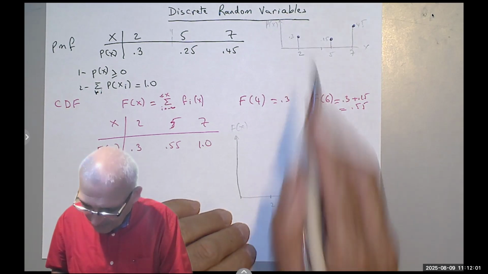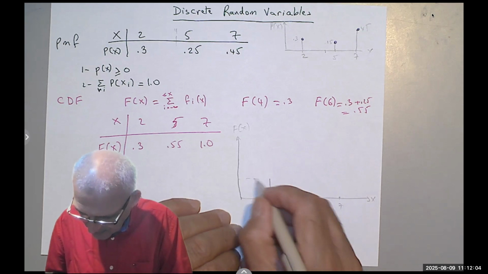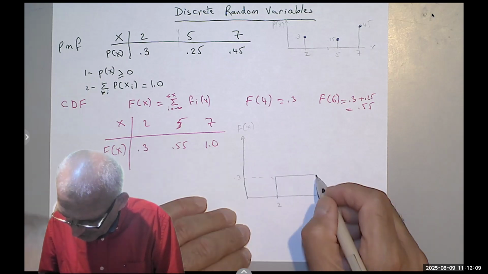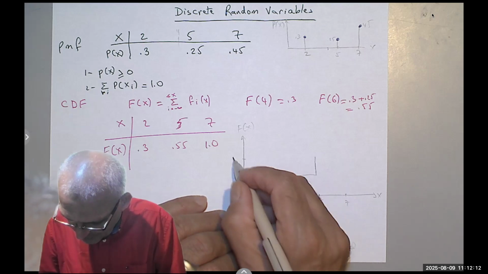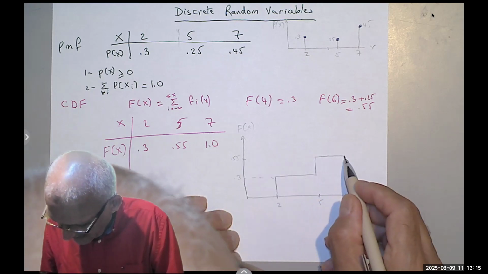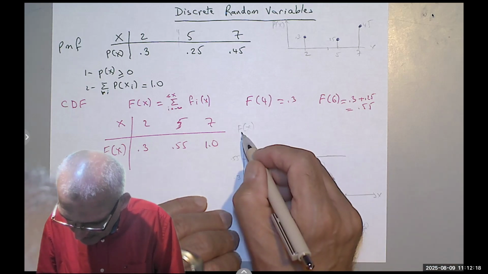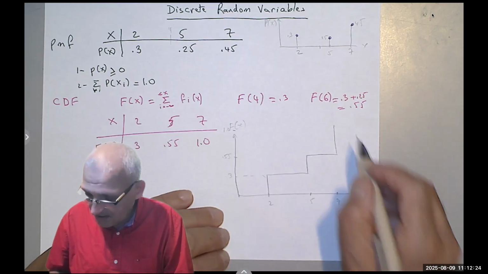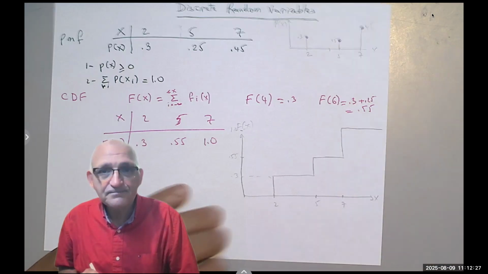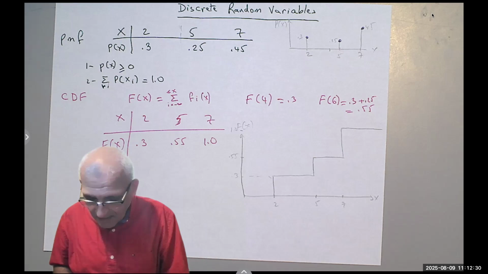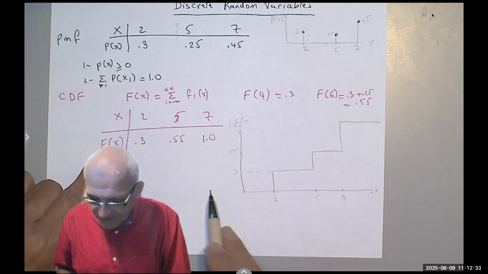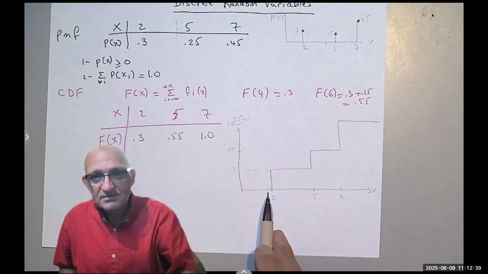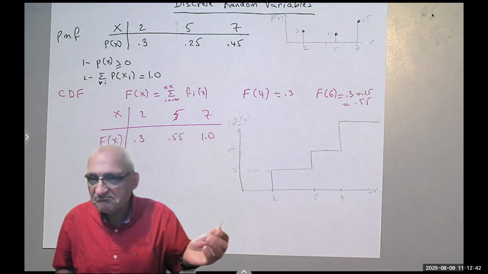So you get 0.3, and then it keeps a step. When it reaches 5, it jumps again by 0.25, so it reaches 0.55. It stays like that until 7, and then it jumps to 1.0. I don't stop here because it stays at 1.0 till infinity. So if I'm taking the cumulative of any number less than 2, it's 0. Anything from negative infinity up to 2, the limit as it approaches 2 from the left, it's 0.